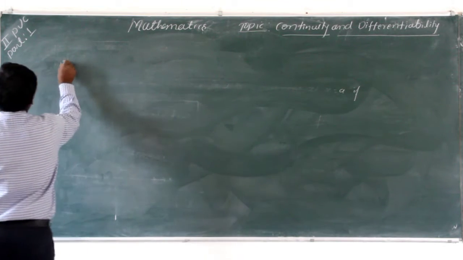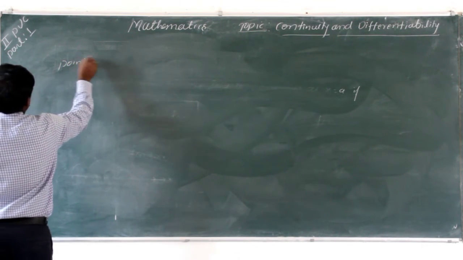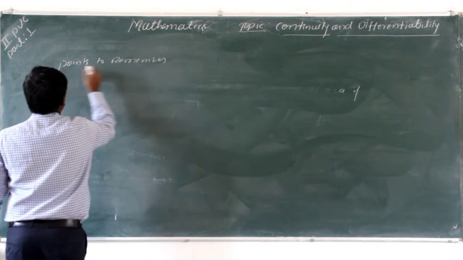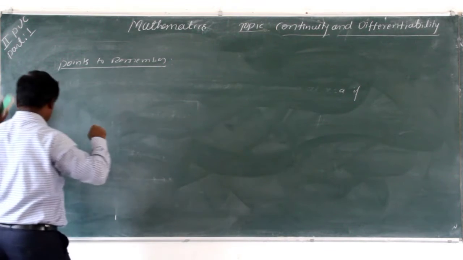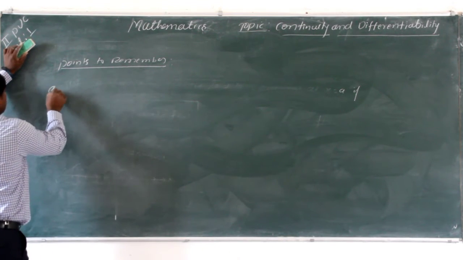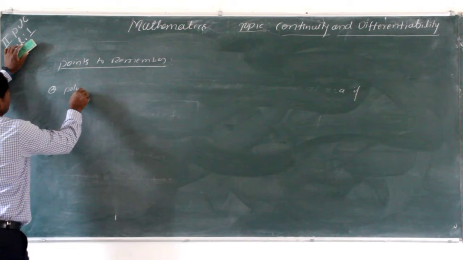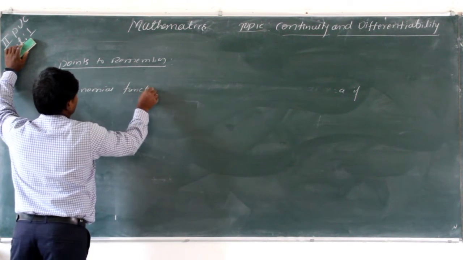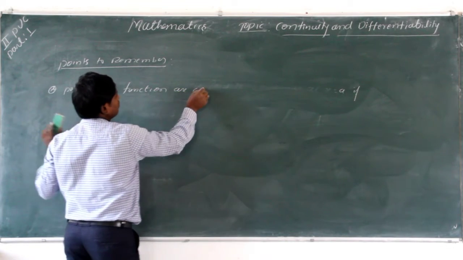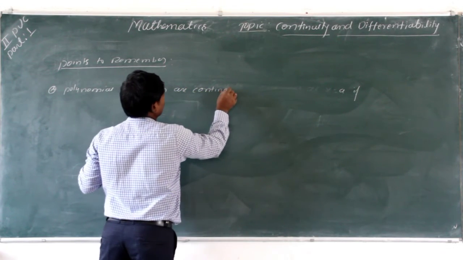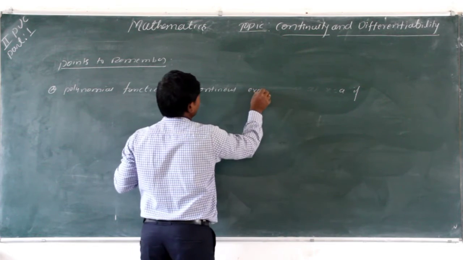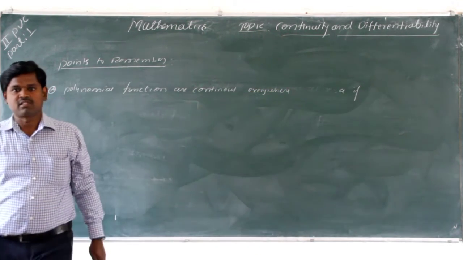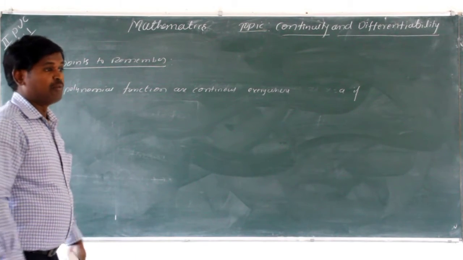Points to remember. So first one is, polynomial functions are continuous everywhere. Okay, so every polynomial function, any polynomial function, is continuous everywhere.